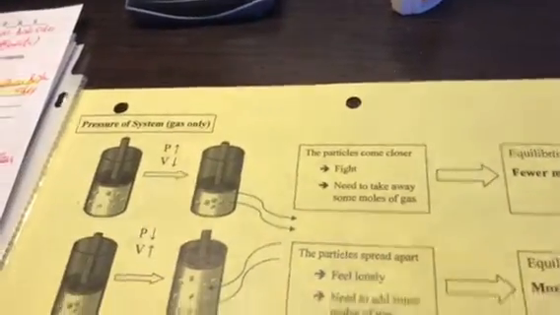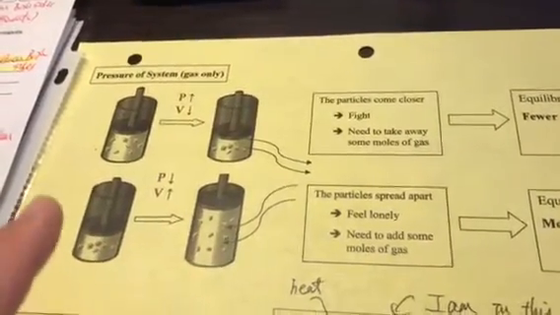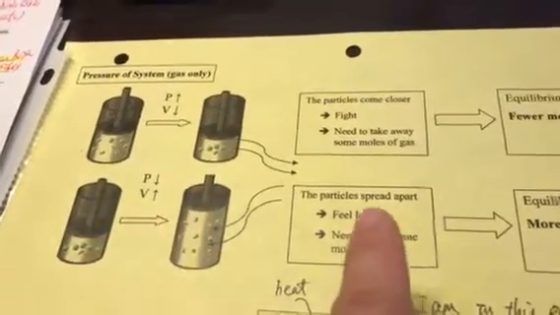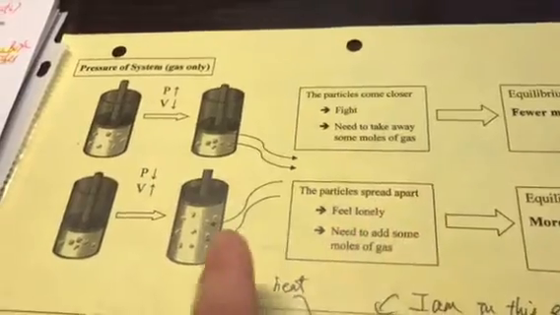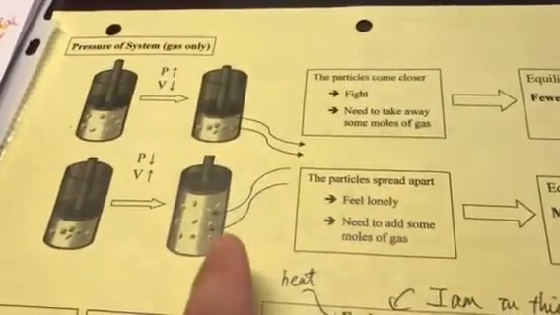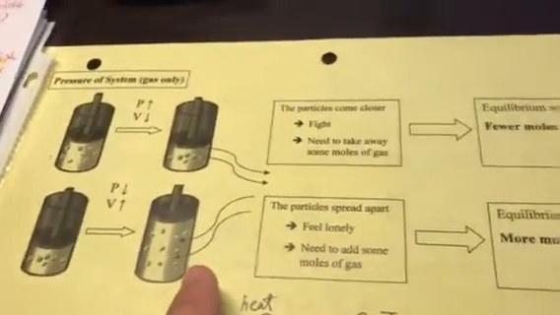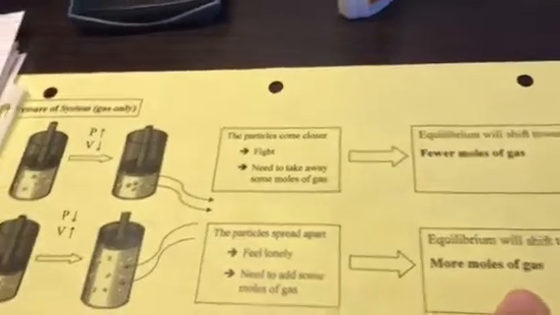Then when the pressure goes down, when you have less pressure, volume will expand. So pressure goes down, volume goes up, and the particles will spread apart. When the particles spread apart, they will feel lonely, so I need to bring in more molecules. Instead of 6, it could now be 9. So my equilibrium will shift to more moles of gas.